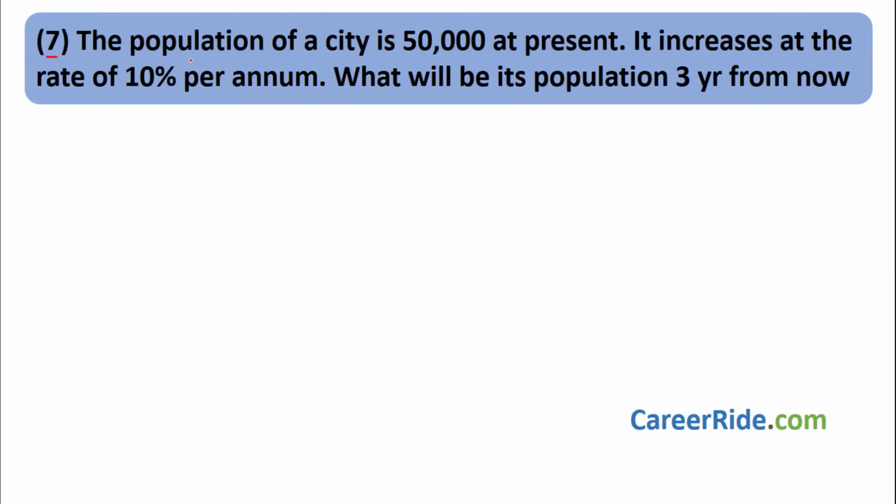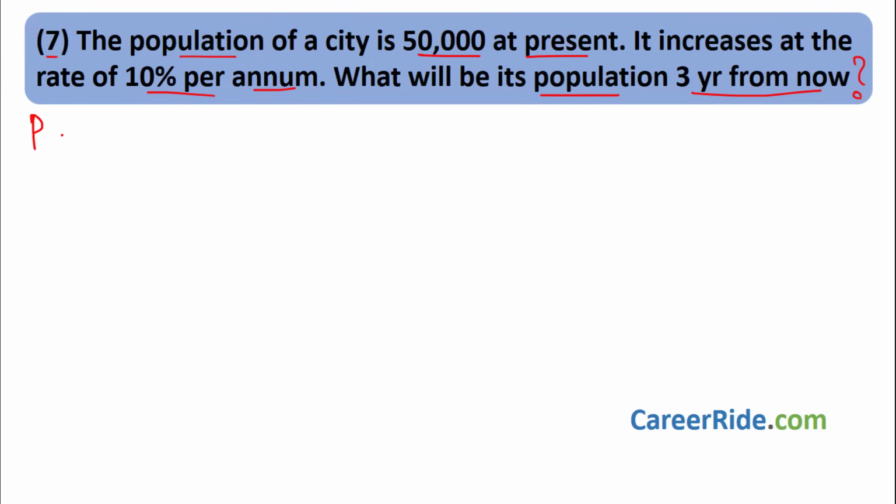Question number 7. The population of a city is 50,000 at present. It increases at the rate of 10% per annum. What will be its population 3 years from now? Now over here we have seen how to solve population sums. It is the same formula as compound interest.